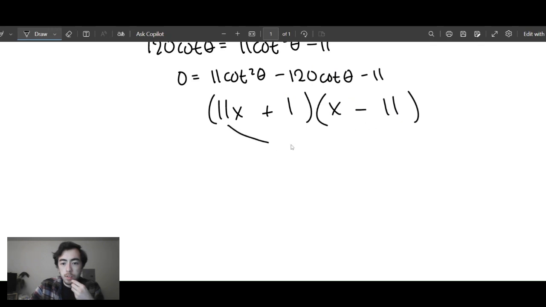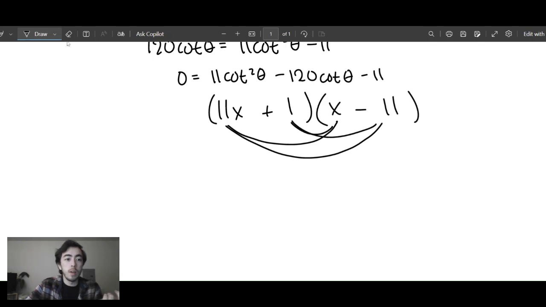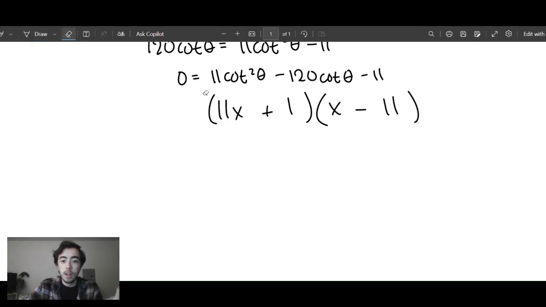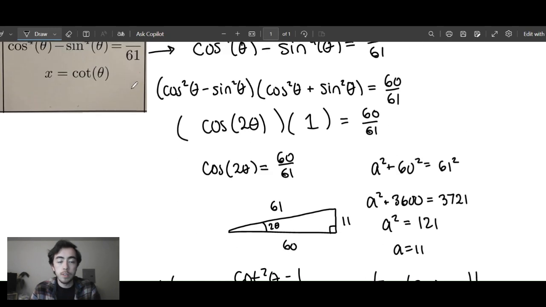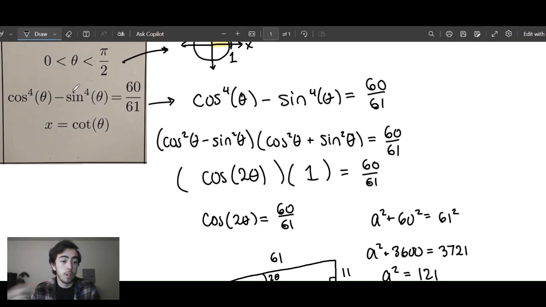Because if I do first times first, I get 11 cotangent theta squared. Then I'm getting minus 121 plus the 1 minus the 11. Okay, so this actually does factor. That's really cool. Except this x should be cotangent theta, and this x should also be another cotangent theta. And this is still equal to 0. For today's problem, all I need to do is solve for cotangent of theta. This is enough, right? I don't actually need to know what this theta is.